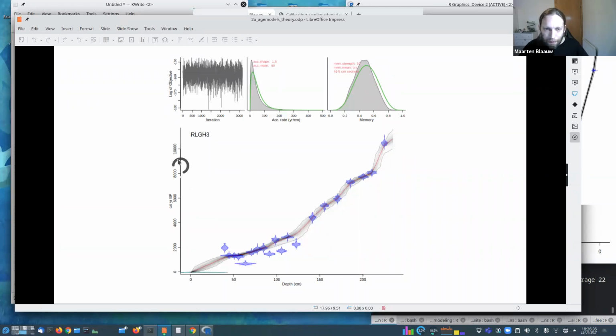And many people will cut out the upper panels and only show the lower panels in their papers, but please don't, because I really want to see how well your prior information and your posterior information fit, what settings you've been using, and how well the MCMC run went. Okay.